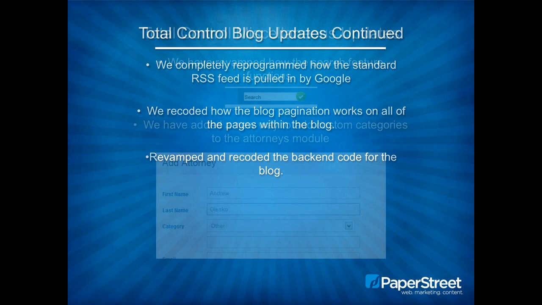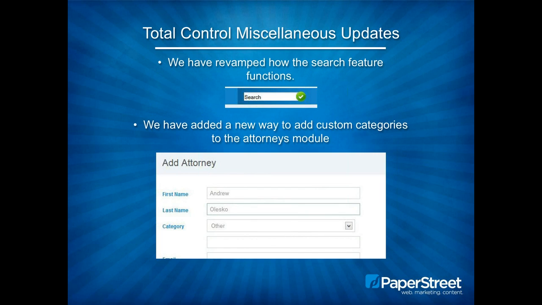All right, next, we made multiple miscellaneous updates to the Total Control back end. We revamped how the search feature functions. Previously, the search feature would only search areas inside the content module in Total Control. But now we have reprogrammed the entire search feature so that it searches through all of Total Control.